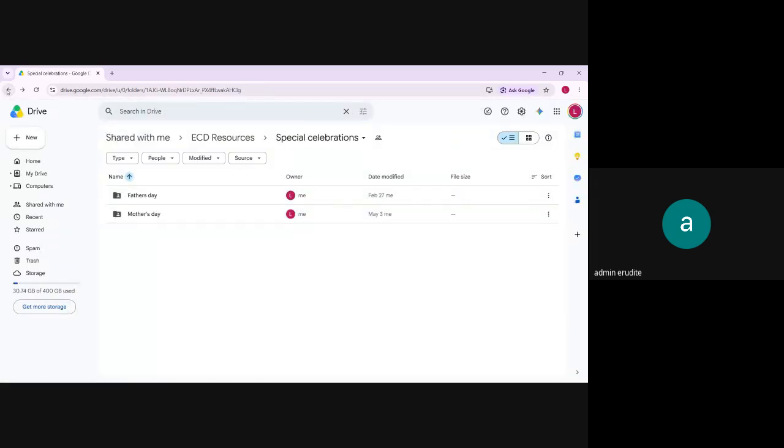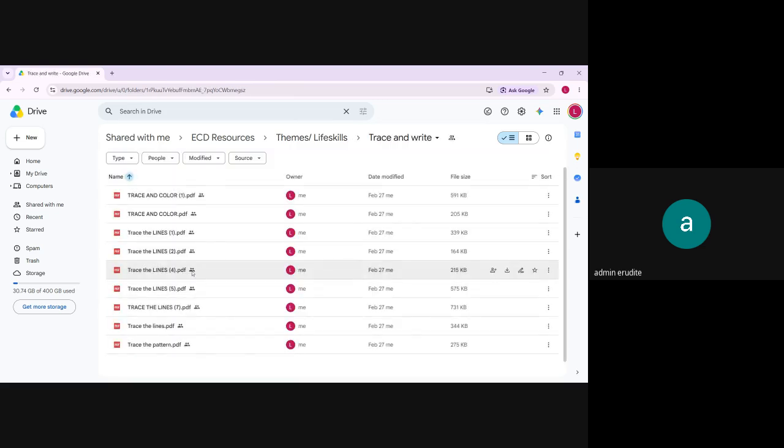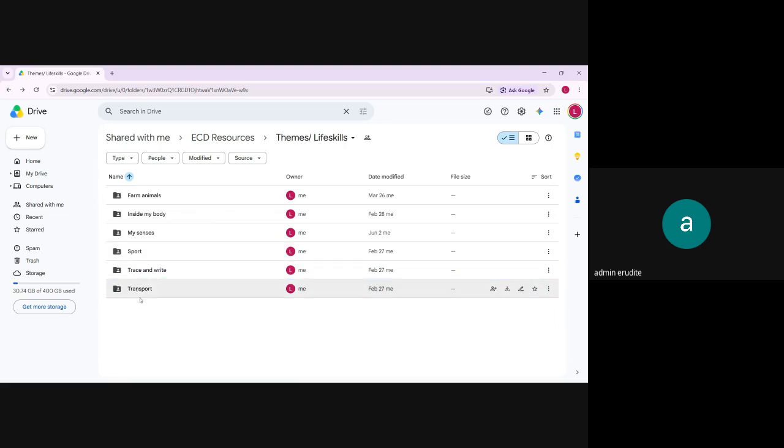We try to get everything together for the teachers to make it a bit easier. So with life skills, I'm still working on life skills. So please drop your themes so I can help and see, so we can add all of the life skills here. So I've got farm animals, inside my body, my senses, sport. I don't know what this one is here, but trace and write, it's not supposed to be there. I'll move it now. And transport. So if there's really anything, we can add it for you.